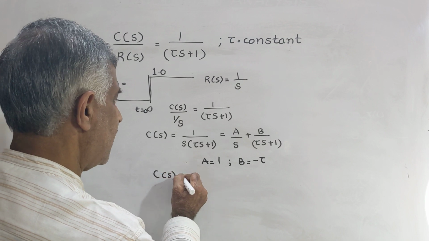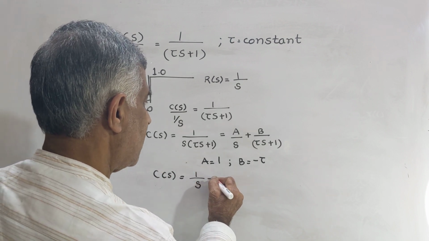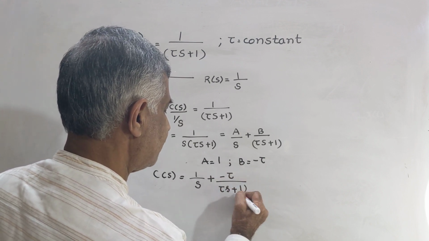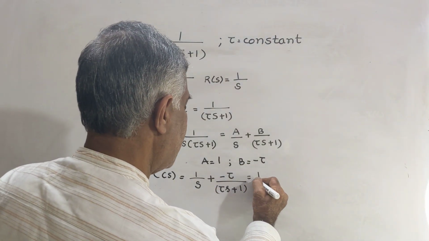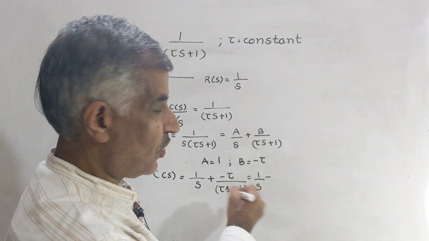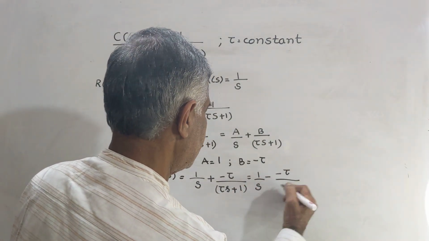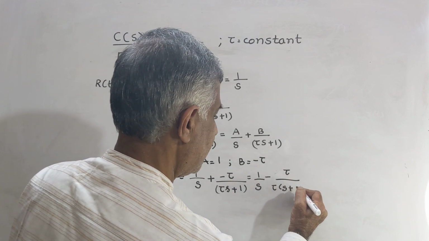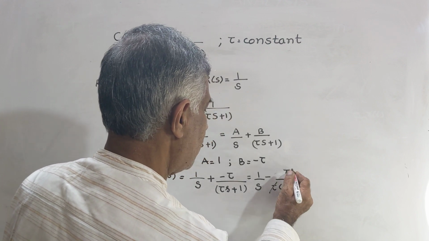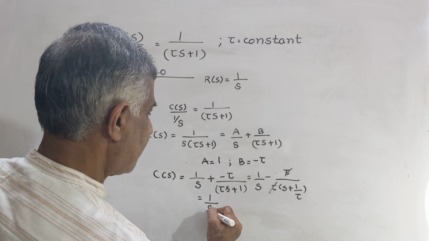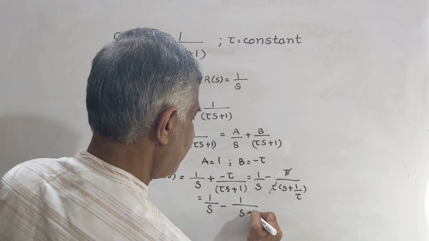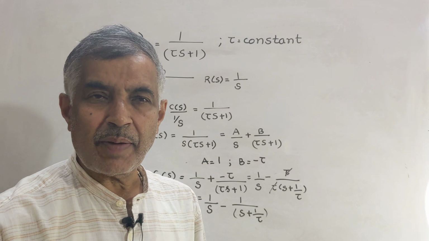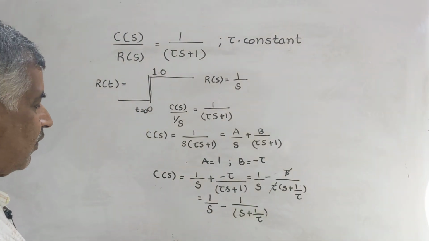Therefore, C of s equals 1 by s plus minus tau by tau s plus 1. Then 1 by s minus, take tau outside, we get s plus 1 by tau. Tau gets cancelled, equals 1 by s minus 1 by s plus 1 by tau.